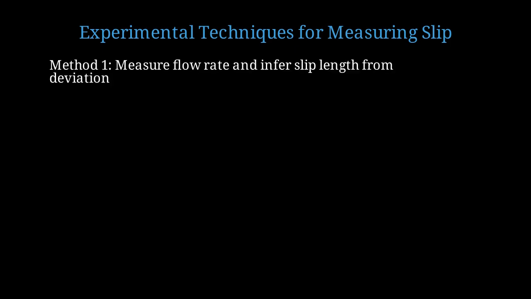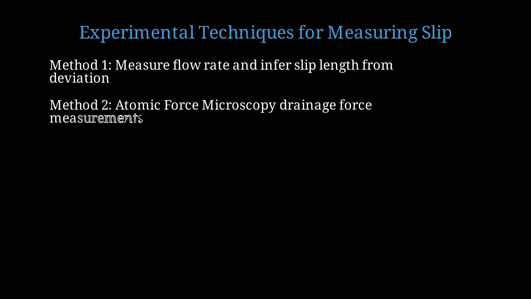How do scientists actually measure these tiny slip lengths experimentally? It's quite challenging. One method is to measure the flow rate through a microchannel and compare it to the theoretical no-slip prediction. The deviation tells you the slip length. Another method uses atomic force microscopy. You measure the force required to squeeze fluid between an AFM tip and a surface. Slip affects the drainage rate.